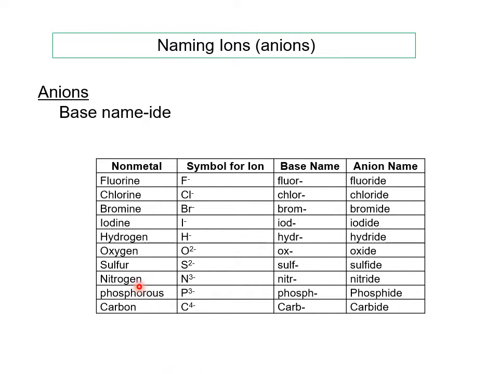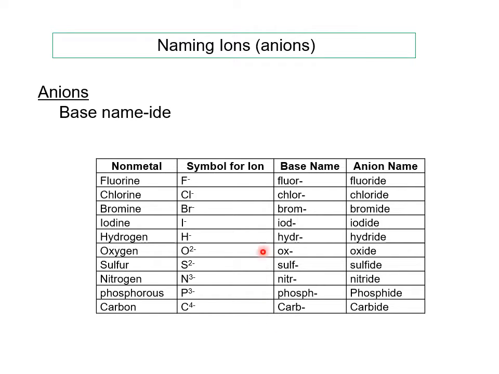Let's look at another one. Nitrogen likes to have a charge of -3. Its base name is nitr. And then I add the suffix IDE at the end and it becomes nitride.